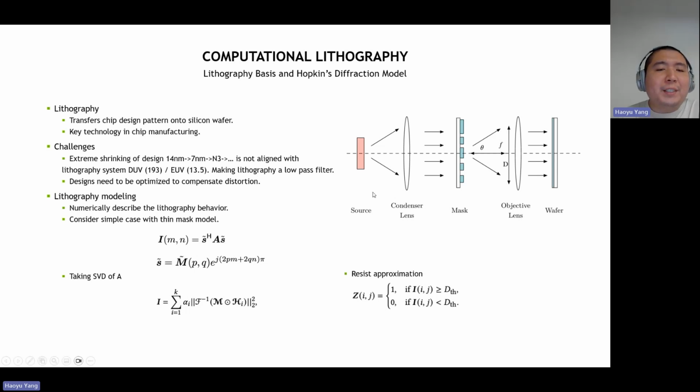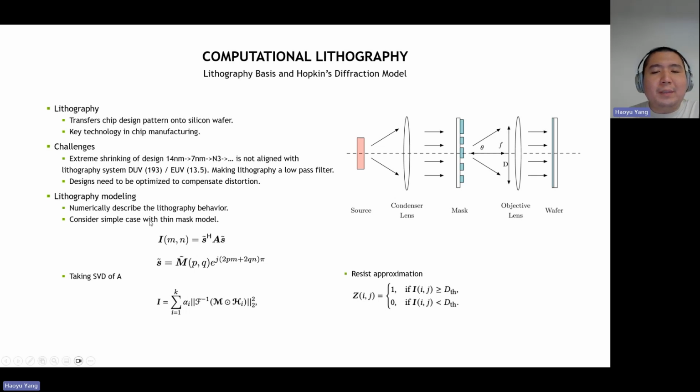There are some big challenges in the lithography process because of the extreme shrinking of the design, like from 14 nanometer to 7 nanometer to node 3. They're not aligned with the lithography system, like DUV or EUV, making the lithography process a low-pass filter, which means designs need to be optimized to compensate the distortion because of the mismatch between the light wavelengths and the design feature size.